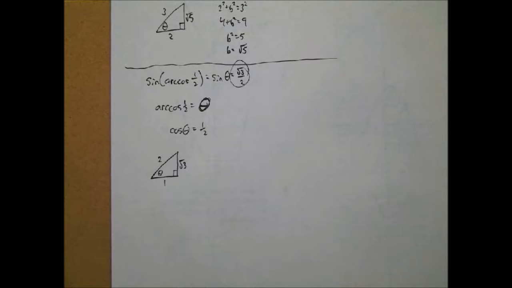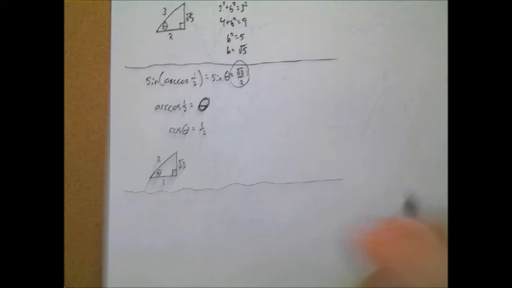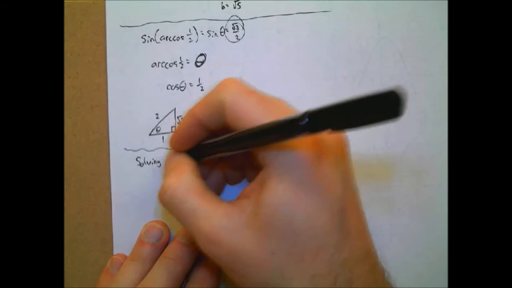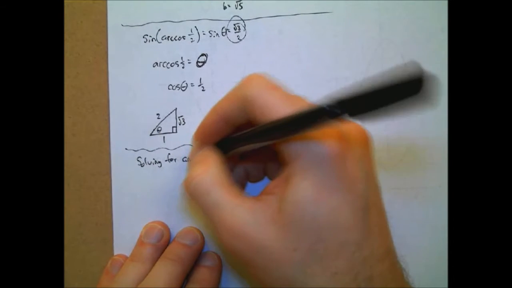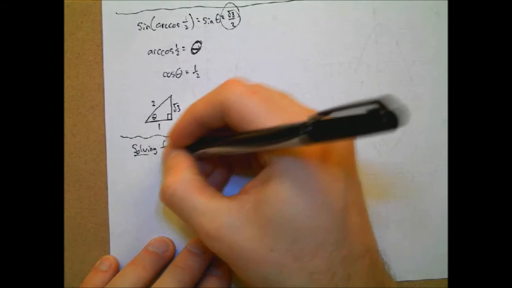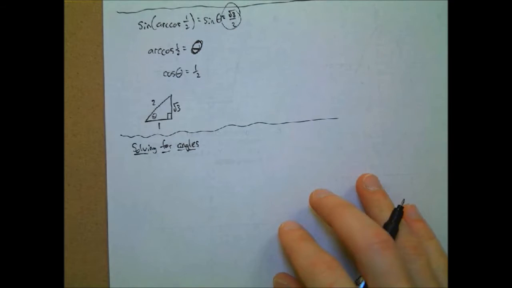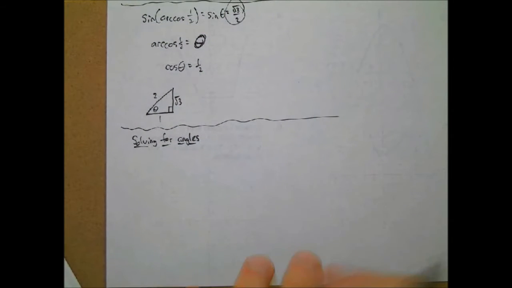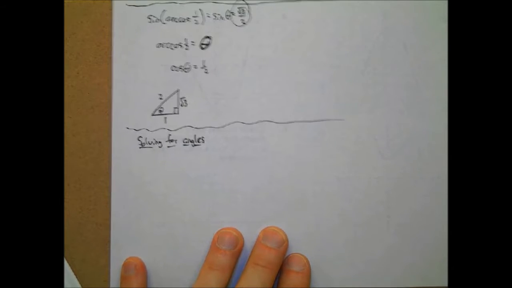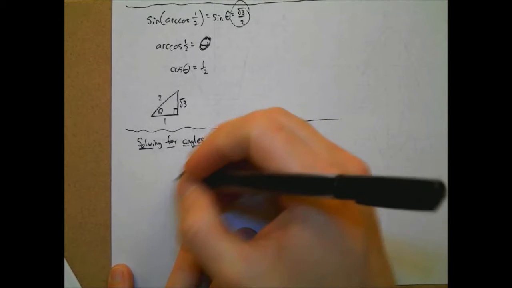All right, we have one last application. This will be easy, though. This is just a review from geometry. And that is solving for angles in a right triangle. Okay? And I think I'll just do one here because I really think you guys will get the idea after just one. I'll let you guys get started on the assignment after this.